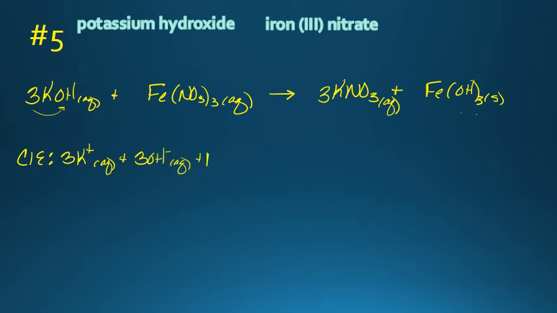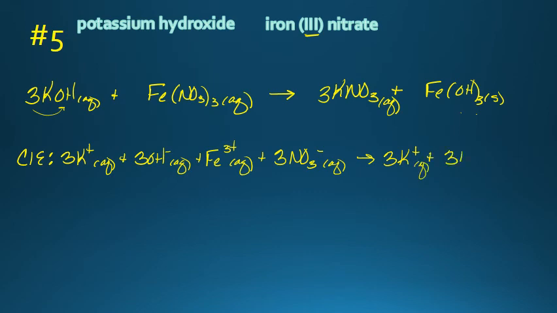1 iron ion, and that had a charge of +3, see? +3. Plus 3 nitrates. And that's going to yield 3 potassium ions plus, oh, better put AQ in there, 3 nitrate ions. Watch that. That's one most kids will miss. They'll forget that that 3 applies to both. I ran out of room.